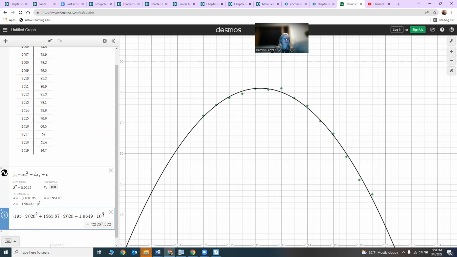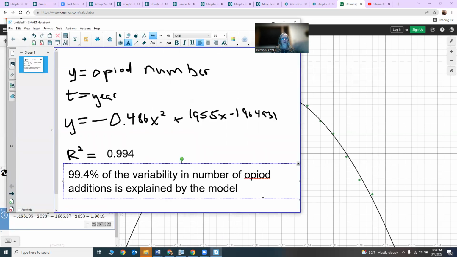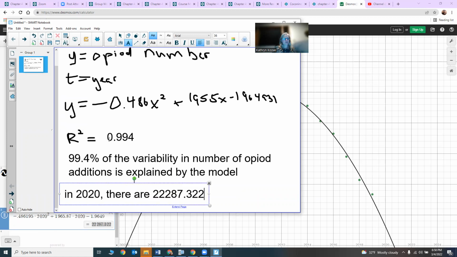So it tells us it's going to be 22.287. I'm going to take that number, and the nice thing about Desmos is I can copy that number and put it where I'm typing. So in 2020, there are that many per 100.